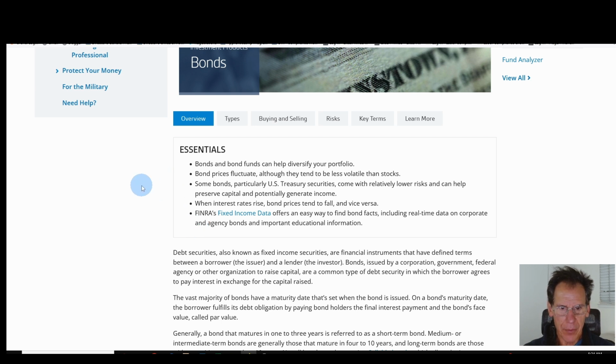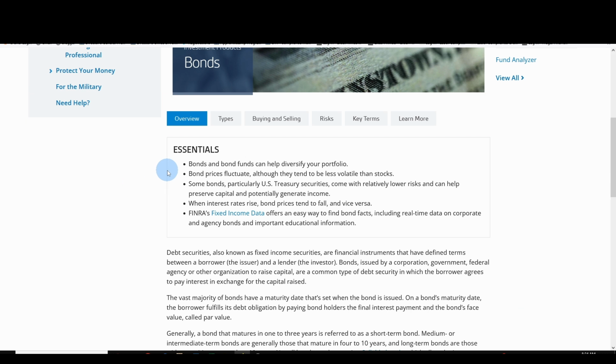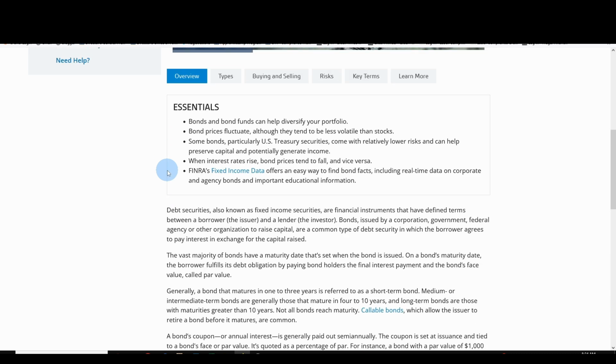Beginner's Guide Overview, the essentials of bonds. Bonds and bond funds can help diversify your portfolio. Bond prices fluctuate, although they tend to be less volatile than stocks. Some bonds, particularly U.S. Treasury securities, come with relatively lower risk and can help preserve capital and potentially generate income.